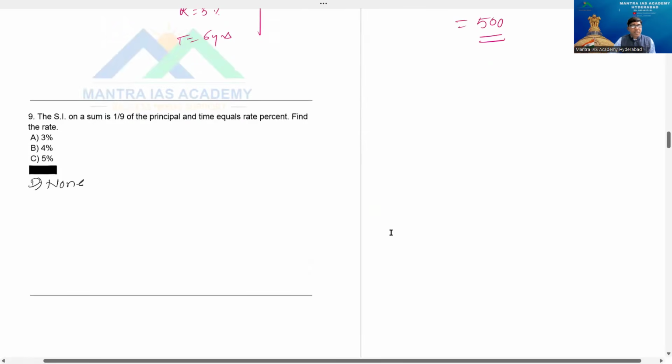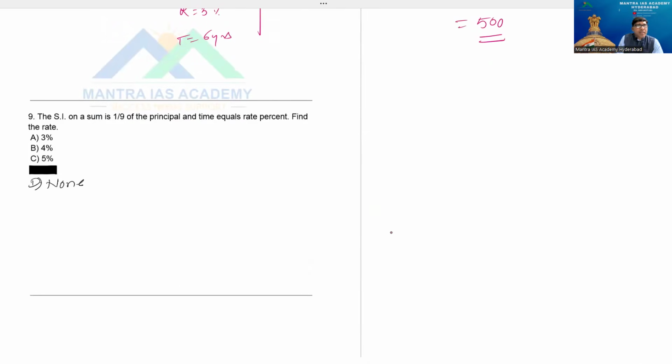Then go to the 9th question here. The simple interest on a sum of money is 1 by 9th of the principal. And time is equal to rate percentage. One more point is also very clear here. Find the rate. Beta, the target is rate. So rate is equal to, the formula is SI into 100 by P into T.